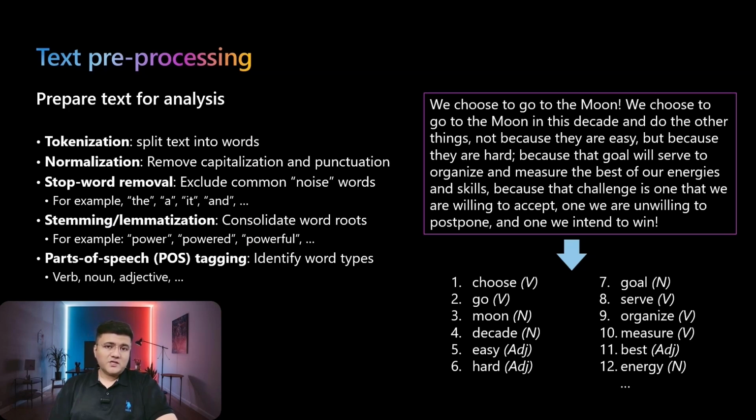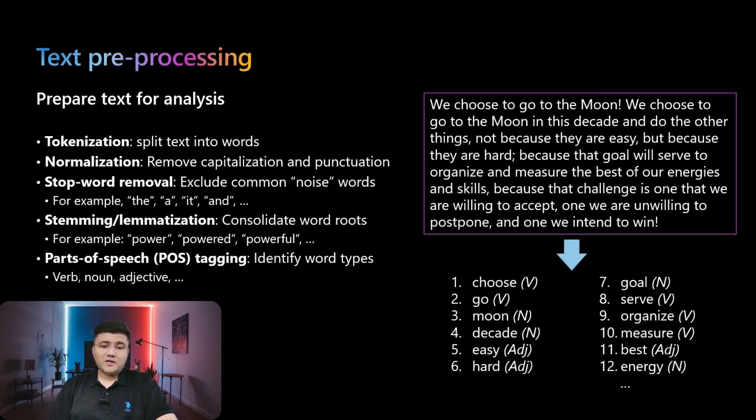Each of these words, converted into tokens, is normalized with this kind of configuration first. After that, we use stop word removal, which excludes common noise words, for example the, a, it, and, because these words do not carry much meaning. After this comes stemming and lemmatization. This consolidates word roots. For example, power, powered and powerful are associated, because power is a root word that can be associated with powered or powerful.